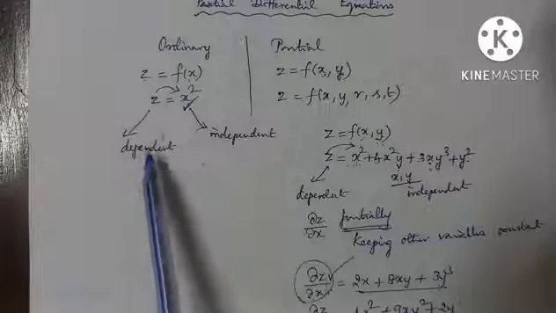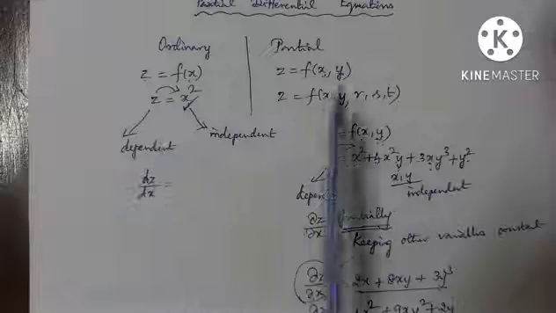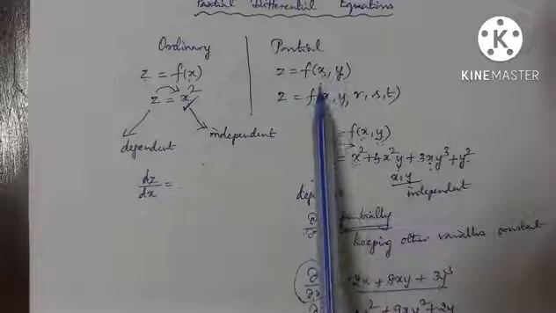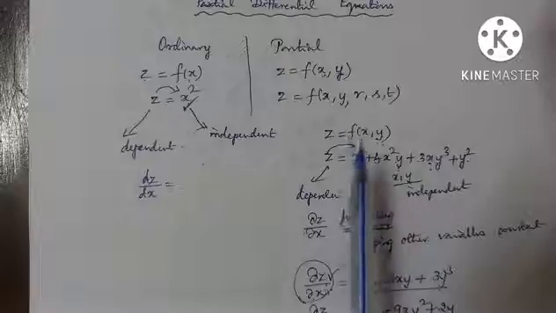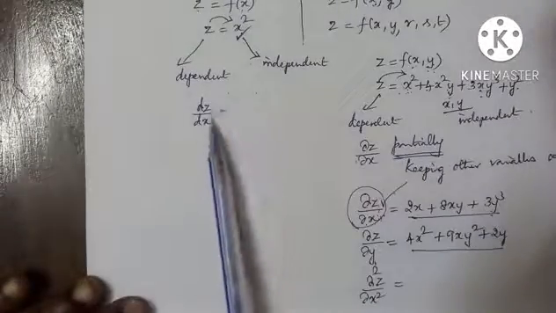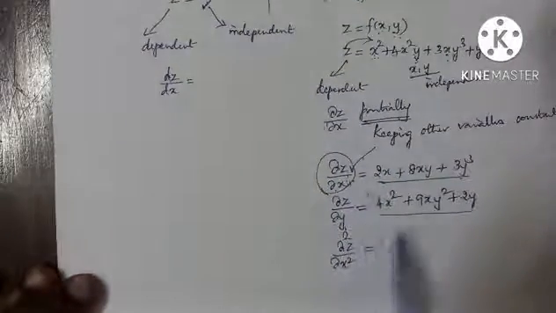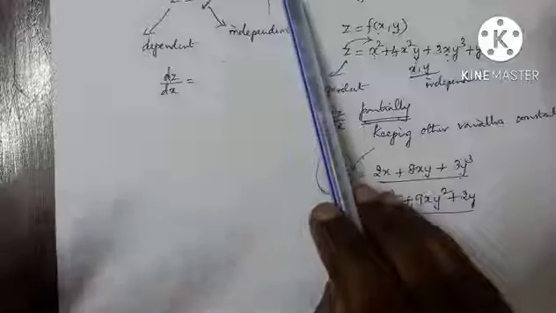When the number of independent variables is only 1, it is ordinary differentiation. When the number of independent variables is more than 1, it is partial differentiation. So here we write dz by dx, and here we use partial derivatives. So this is what we should know.